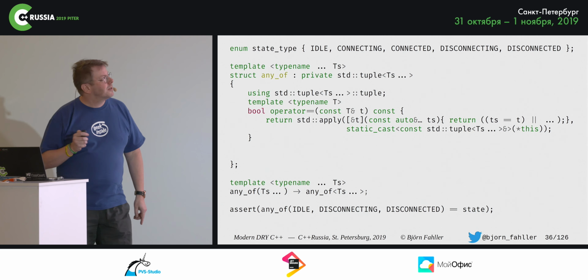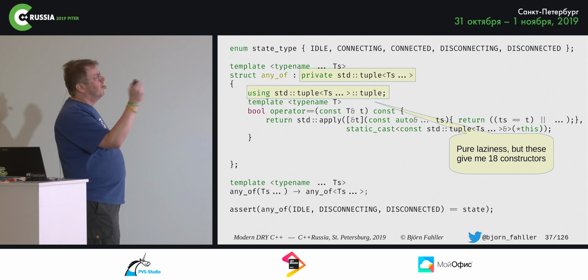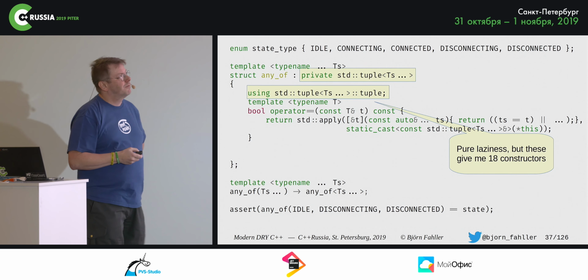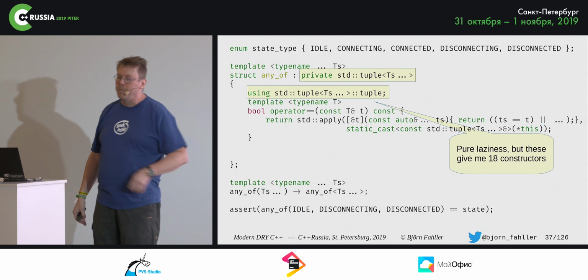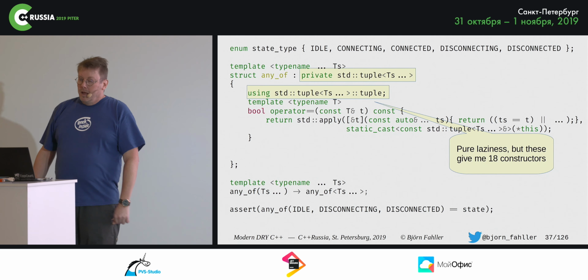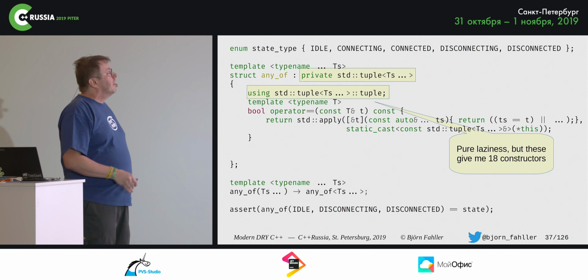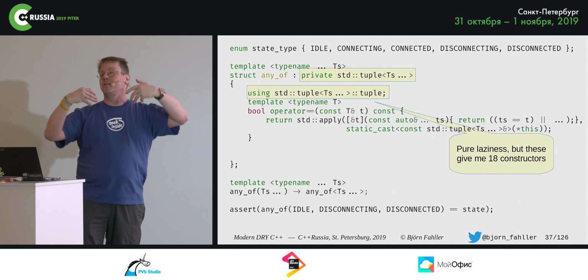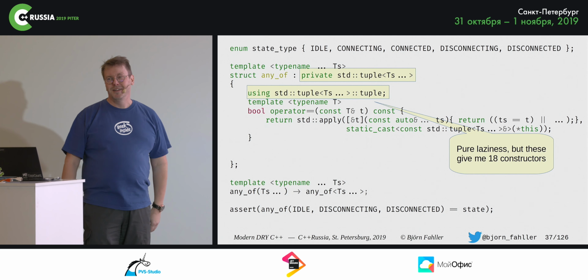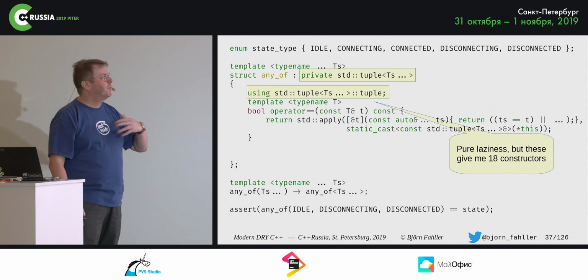So I'll talk you through this. We have our any_of that uses private inheritance from tuple. This is only because I'm an extremely lazy person. It really should be a member. But tuple has 18 constructors, 18. And just by saying using the tuple of T's tuple, I get all those constructors. They just come to me. I don't have to care. And it doesn't change anything, I think, for the user of any_of, but it saves me work. So that is good.